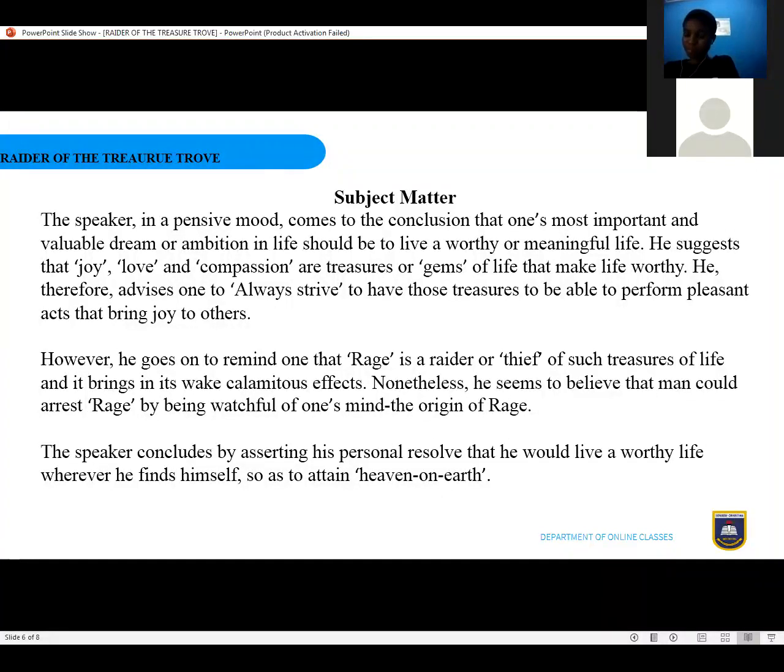Now, the subject matter says that the speaker, in a pensive mood, comes to the conclusion that one's most important and valuable dream or ambition in life should be to live a worthy or meaningful life. So the most important or valuable dream or ambition in life is for one to be able to live what? A worthy or meaningful life.